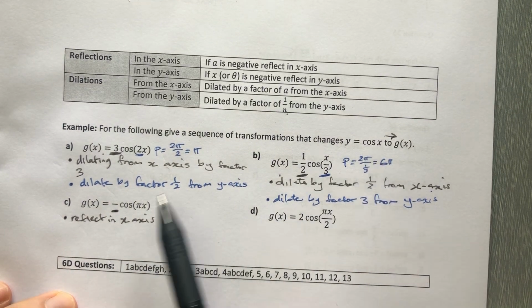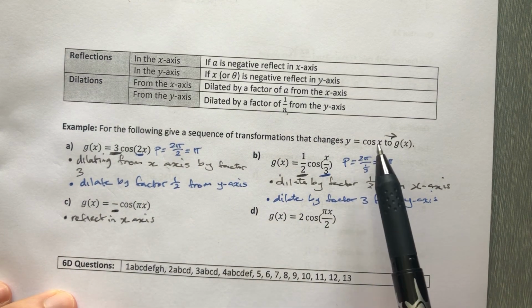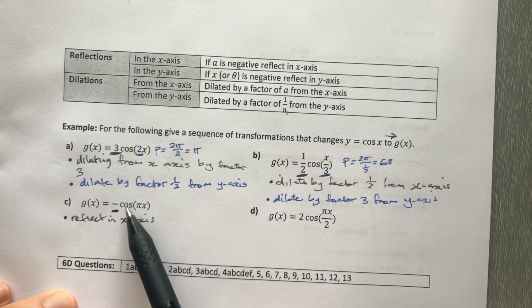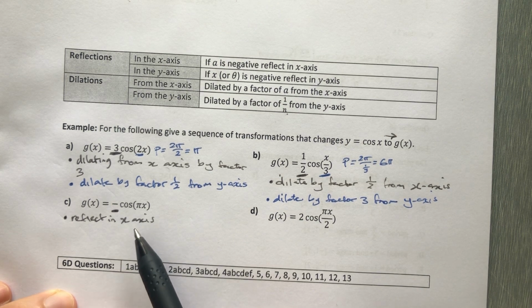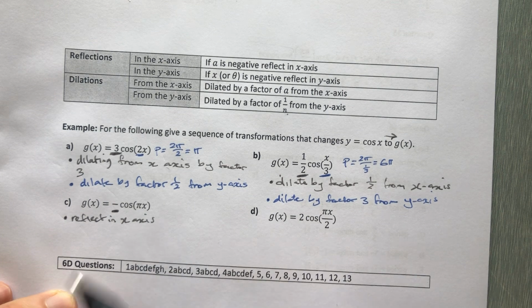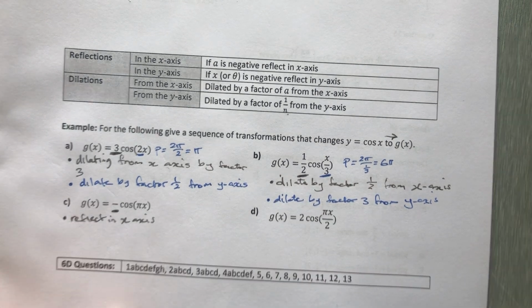Now, if we compare this one to this one, we've gone from an amplitude of 1 to an amplitude of 1, because you can't have a negative amplitude, amplitude is always positive. So there actually isn't any dilation from the x-axis at all, but it looks like there could be some from the y, so let's have a look at that now.